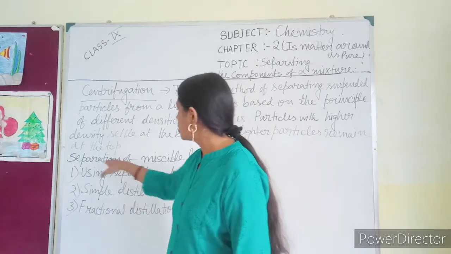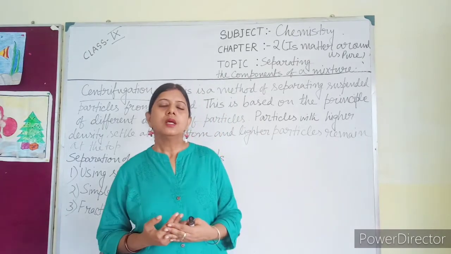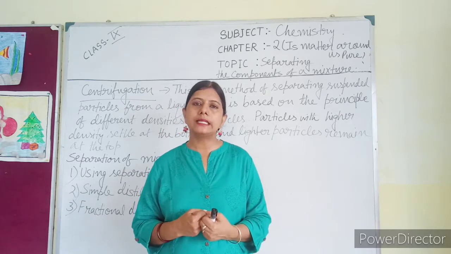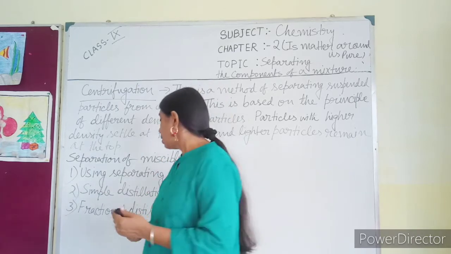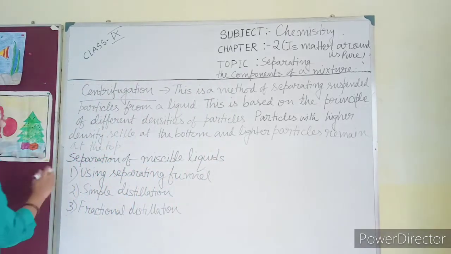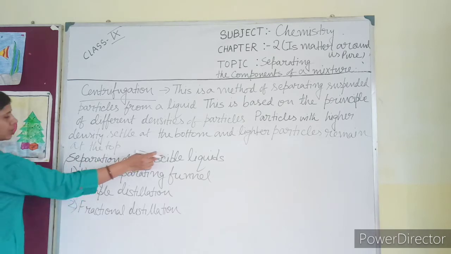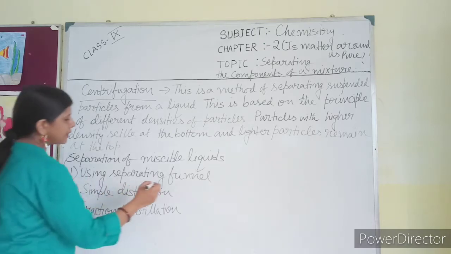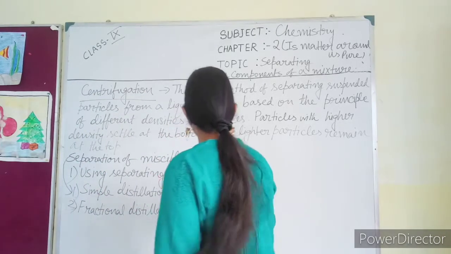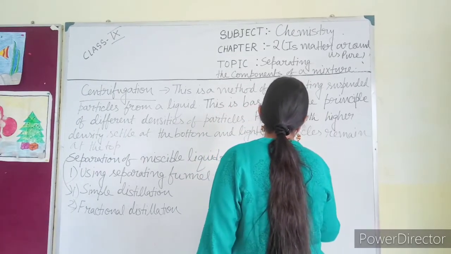Now next is how to separate miscible liquids. Miscible liquids means two liquids which dissolve with each other in such a way that you cannot find any separate layer. Sorry, here I have written this one wrong. Separation of miscible liquids has two methods: simple distillation and fractional distillation. And the separating funnel is used for separating immiscible liquids.